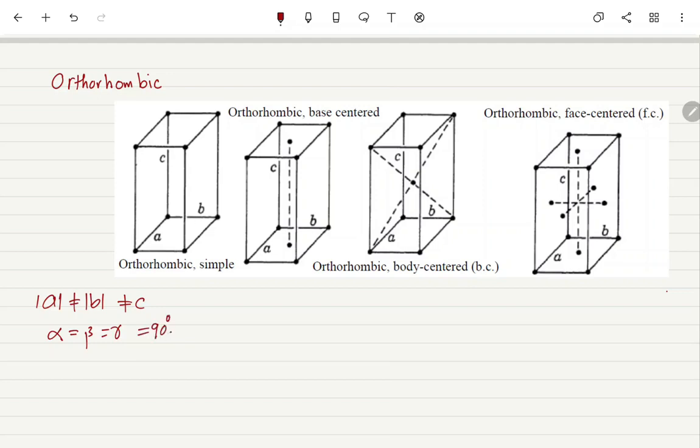Now the simple one, as we can see here, has 8 atoms on the corners, and that's it. So the number of atoms in this cell is equal to 1, because 8 in the corners multiplied by 1/8 is equal to 1. Now the other type is the base-centered in this one here.